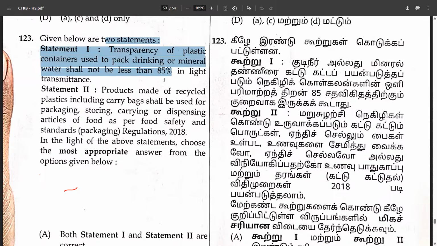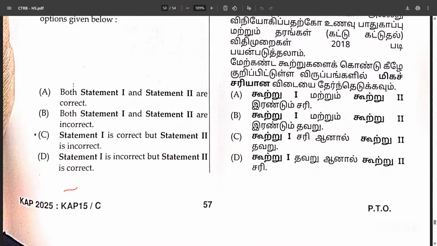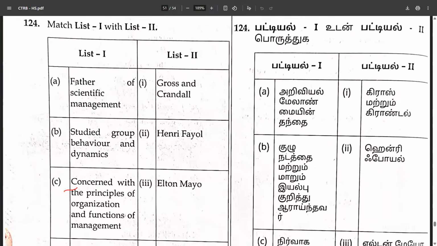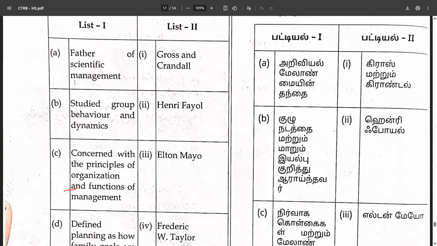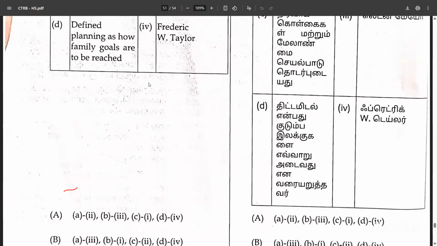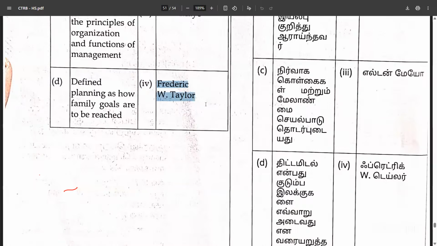Transparency should be not less than 85%, but statement 2 is incorrect. Coming to the 124th question, which is a match type of question, where they have given you the father of scientific management, and you have to match it. Who is the father of scientific management?